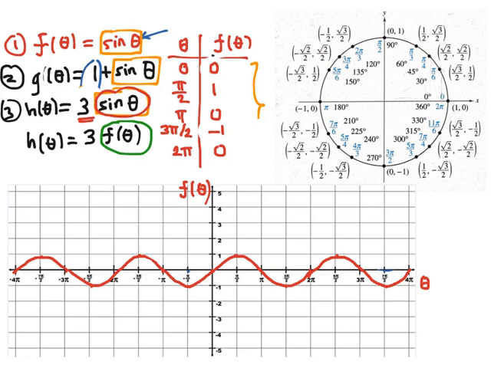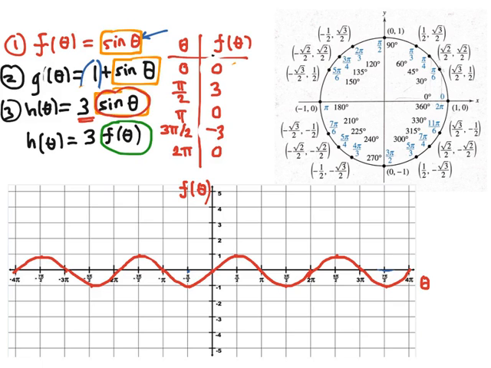So when you look at the table here for sine of theta, you have these outputs at the quadrant angles 0, pi over 2, pi, 3 pi over 2, and 2 pi. And now you're going to multiply 0, 1, 0, negative 1, and 0 by 3. And when you do that, this is what you get. So 0 times 3 is still 0. 1 times 3 is 3. 0 times 3 is still 0. Negative 1 times 3 is negative 3, and 0 times 3 is still 0.